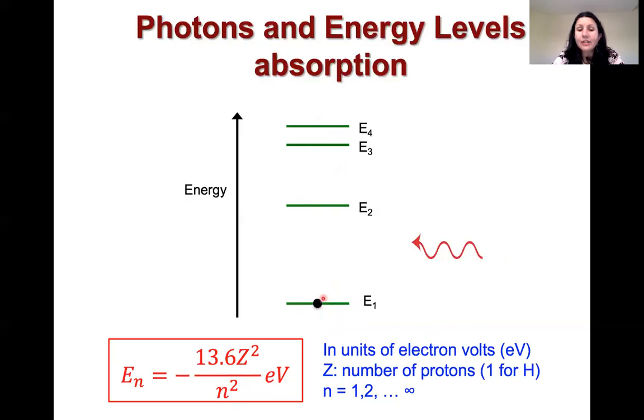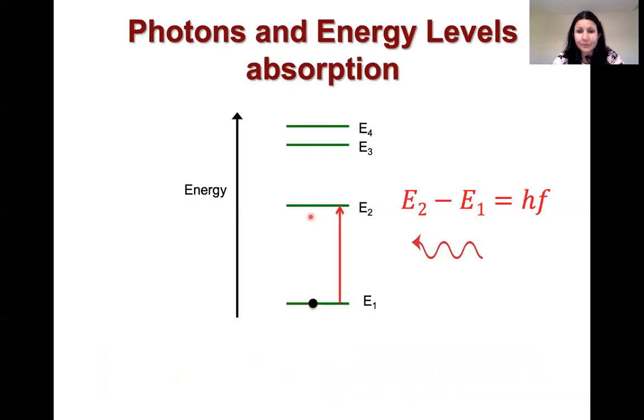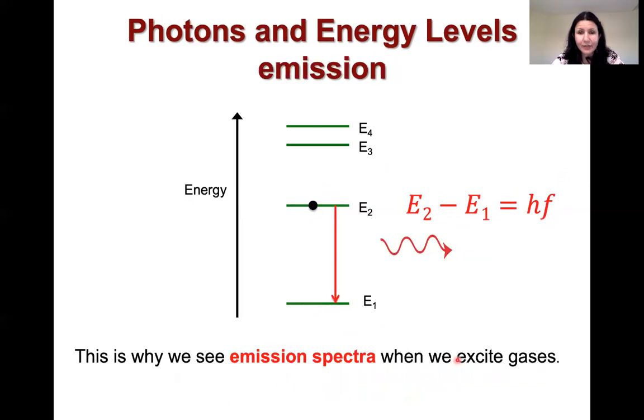In order for your electron to go to a higher energy level, it must absorb a photon of exactly the frequency or wavelength that's associated with that energy gap. For example, if a photon comes in and its energy, which is h times frequency, is exactly equal to the difference between those energy levels, then that electron is able to transition to a higher energy level.